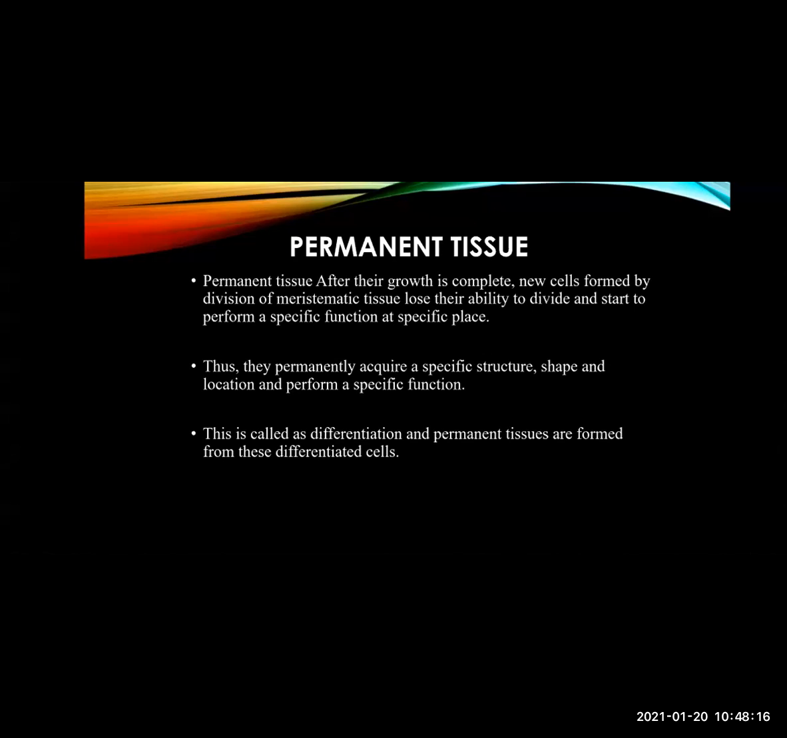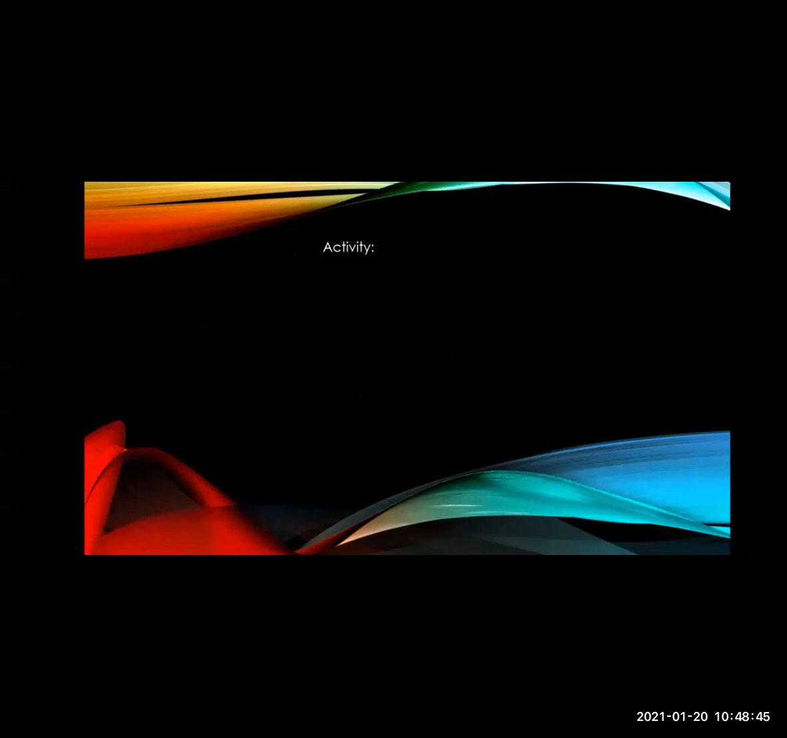When the group or the mass of cells is differentiated, classified into particular cell type, it is known as differentiation. Such differentiated cells which lose their ability to divide further are known as permanent tissues. There are two major types of permanent tissue: simple permanent tissue and complex permanent tissue. Now, to study this, let us perform the activity.